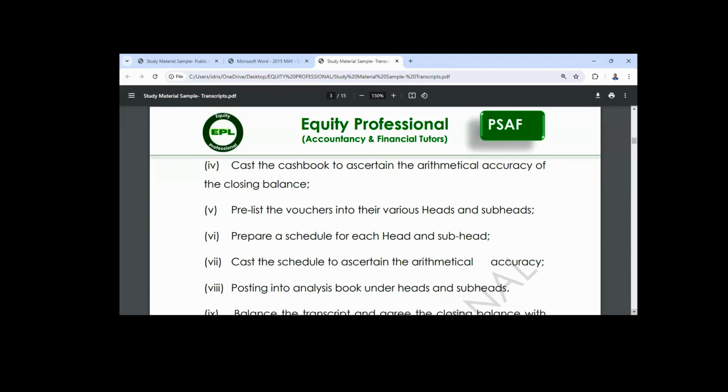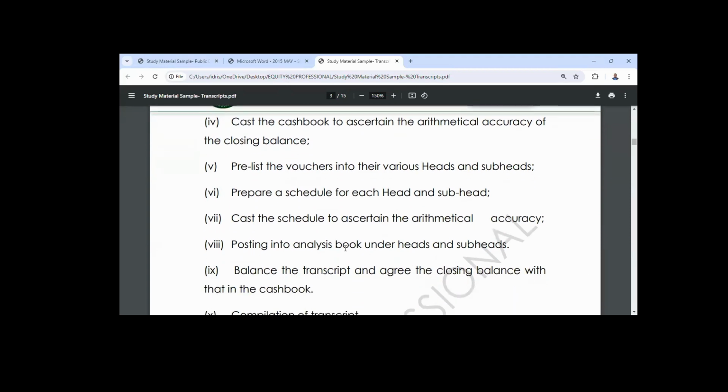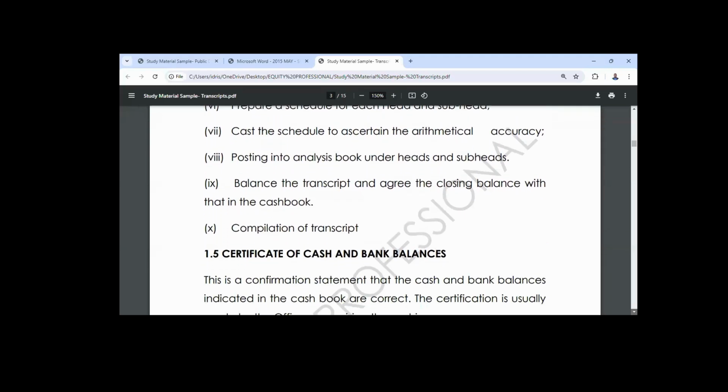After you have cast it and it is okay, you can now post them into the analysis book under head and sub-head. Posting them into the analysis book means you are posting them into the main transcript. You can now balance the transcript and ascertain your closing balance of the transcript.